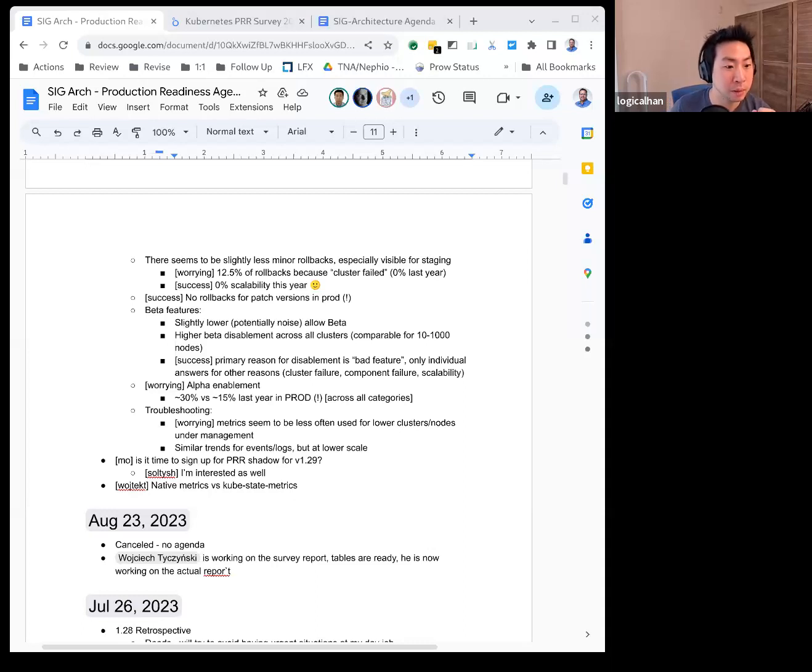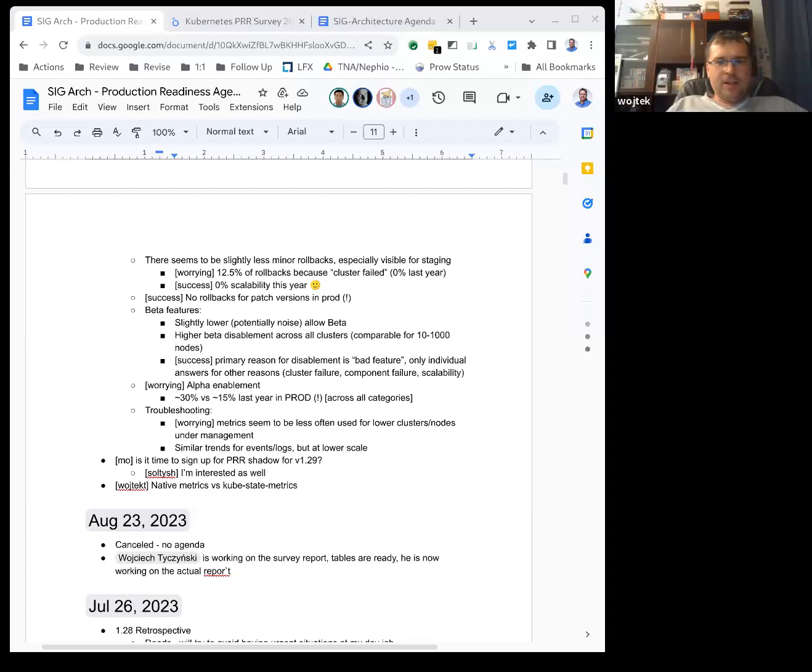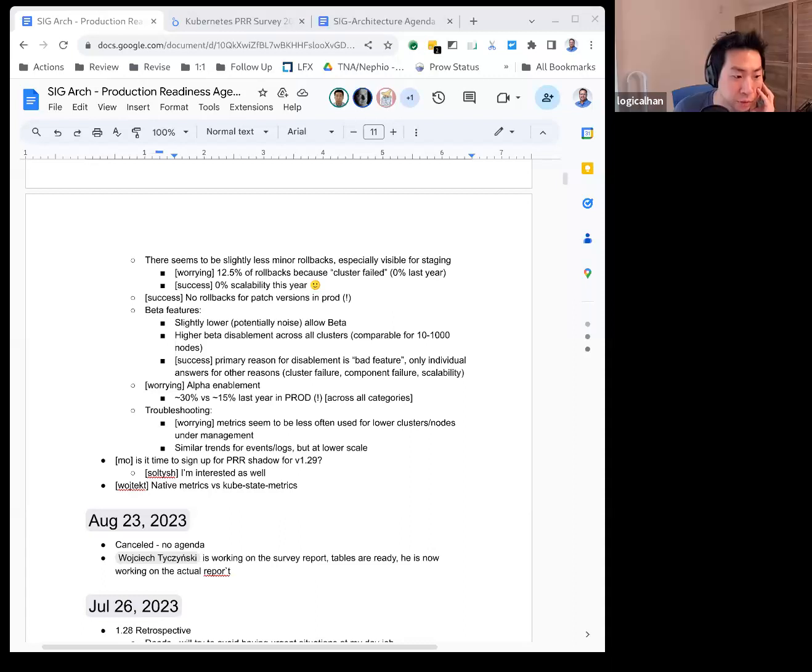Because that's the crux of PRR. We want it to be one shot, one and done. If that's not happening, then there must be gaps in the stuff that we're asking. I think we need to be careful here because the more questions we ask, the fewer answers we will get, basically. That is true. We need to find a balance here.